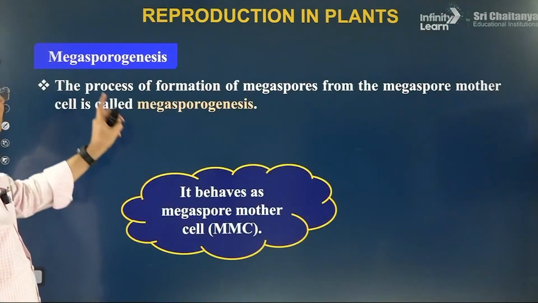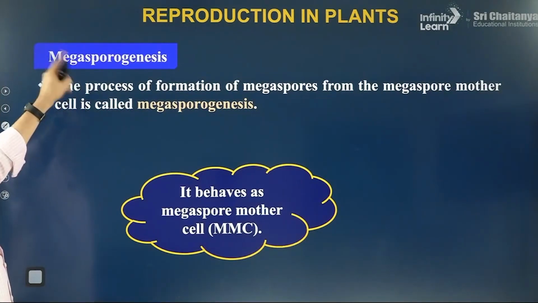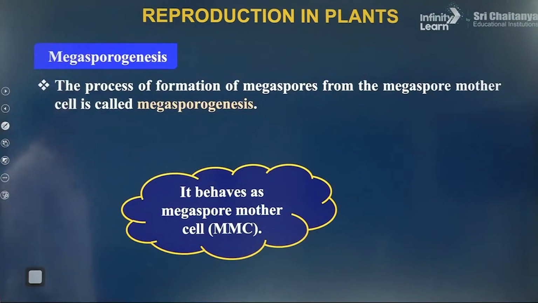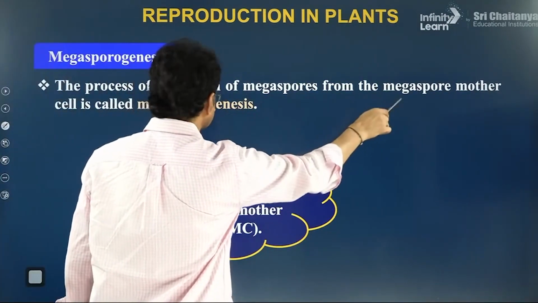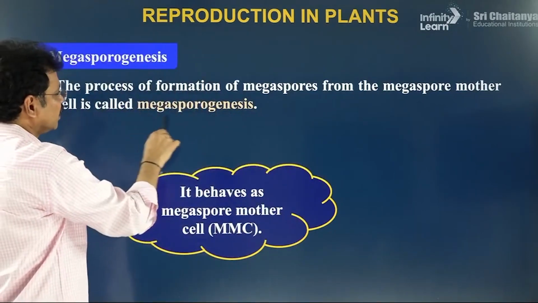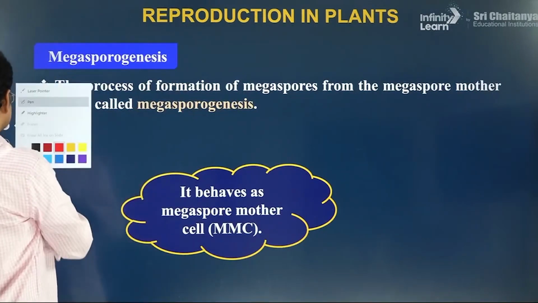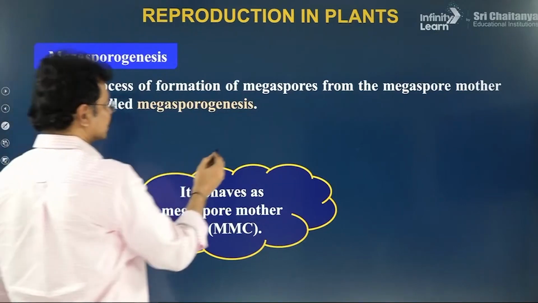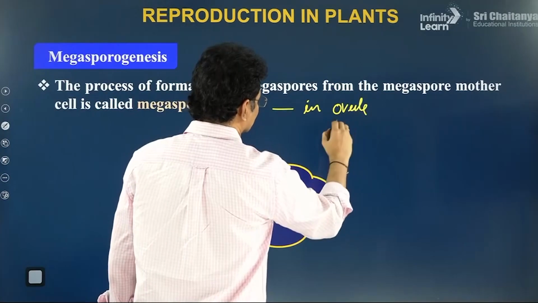Megasporogenesis. We learned about microsporogenesis in the last class. In this class, you have to learn about megasporogenesis. Formation of microspores is microsporogenesis, but formation of megaspores from the megaspore mother cell inside of the ovule is known as megasporogenesis. What is the site of megasporogenesis? Megasporogenesis takes place in the ovule. Ovule is the site for megasporogenesis.